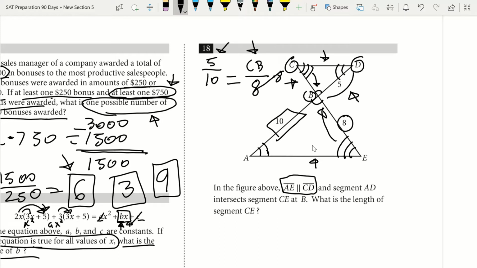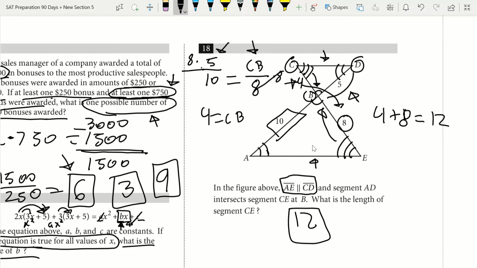So I multiply each side by 8, right? I have 8 times 5, that's 40. 40 over 10 gives me 4 equals CB, right? So 4 is going to equal CB. I take that 4 there, I add it to this 8 here, and then I get 12 is equal to my C to E. So my answer there is going to be 12. All right, so one thing I want to point out and have you put in your notes real quick is why I set up my ratio like I did, okay?